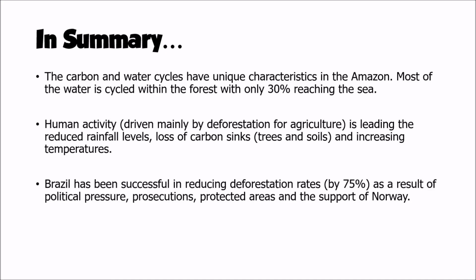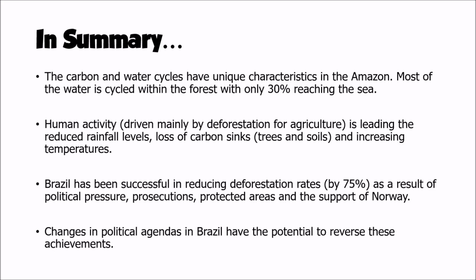Brazil has been very successful in reducing the rates of deforestation. They've reduced by about 75%, and that's been the result of political pressure, prosecutions, protected areas, and also the support from other countries like Norway. However, more recently, changes in the political agendas in Brazil have started to undo and to reverse some of those significant achievements.